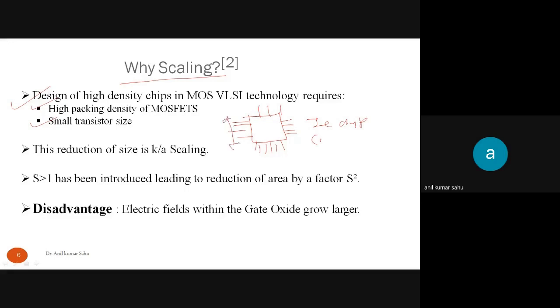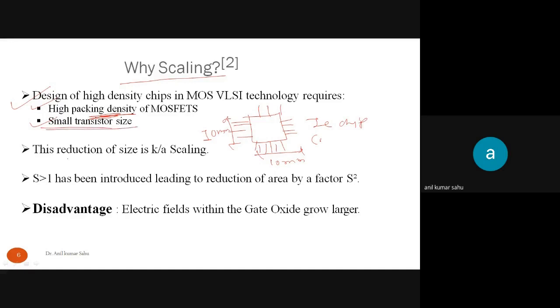With a dimension of 10 mm by 10 mm, you can see millions and trillions of transistors are going to be used. So this is possible. High packaging density means billions and billions of MOSFET transistors can be fabricated inside the chip with the help of scaling only. Scaling can also reduce the size of the transistor.